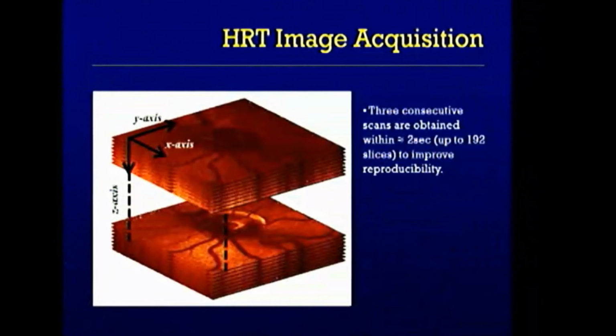So the HRT provides XY images over a range of focus or Z planes. So it is able to form a 3D image of the optic nerve head. And it takes 3 images quite quickly. Within about 2 seconds, you can get 3 3D images of the optic nerve head. And the reason for taking 3 is that you can take an average of the 3, and that reduces variability.